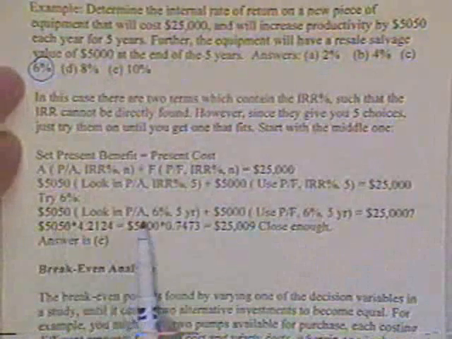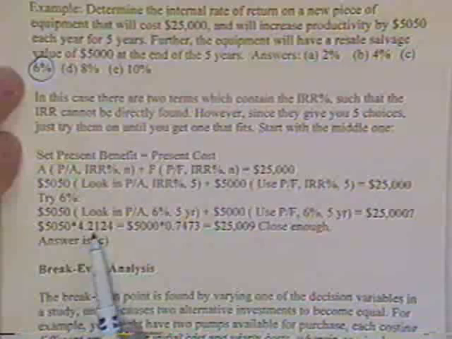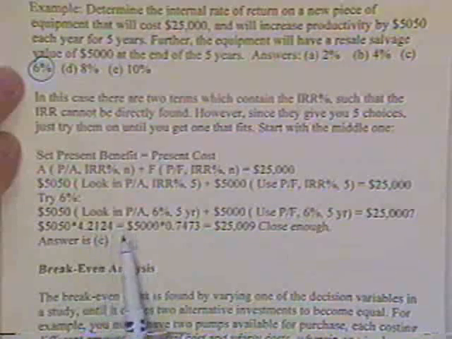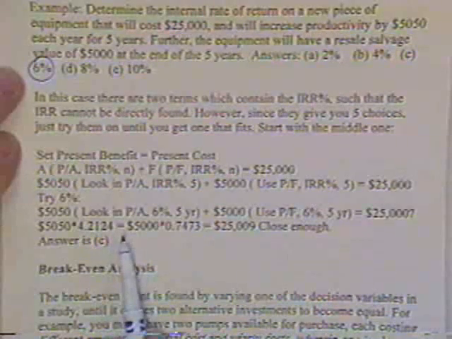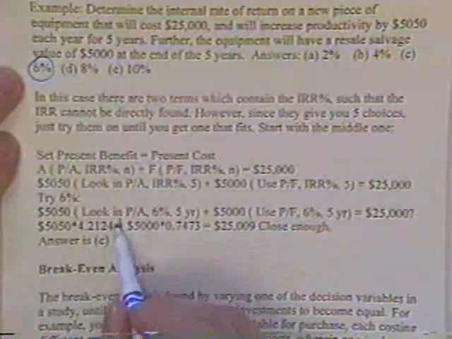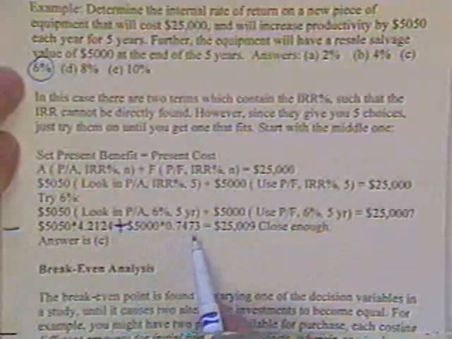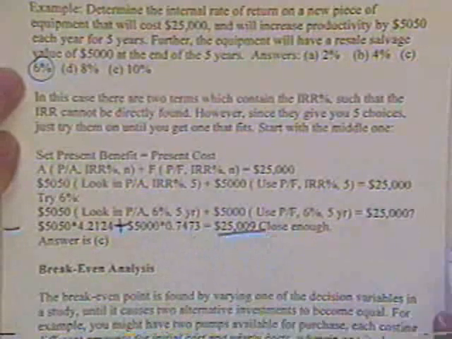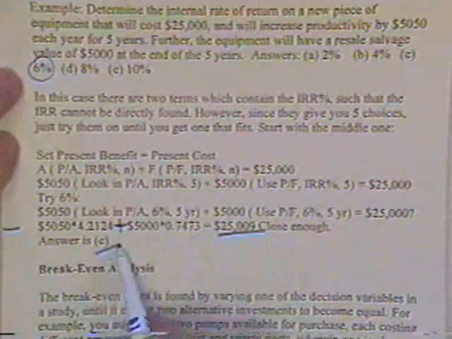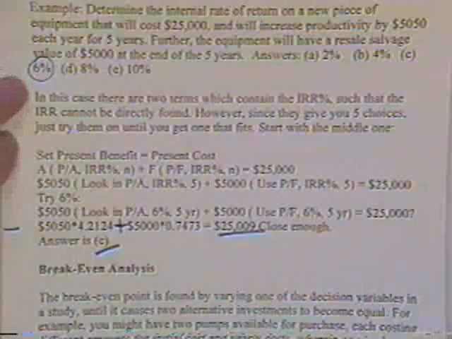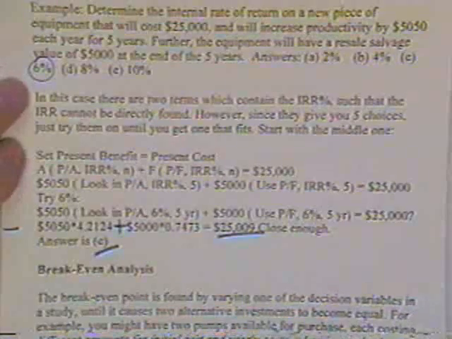And 50-50 times, using the 6% column, I get 4.2124. This should say plus, here's a mistake, plus 5,000 times 0.7473, that comes out $25,009, close enough. Answer is C.